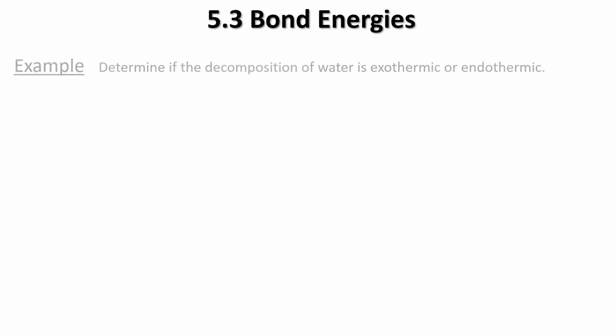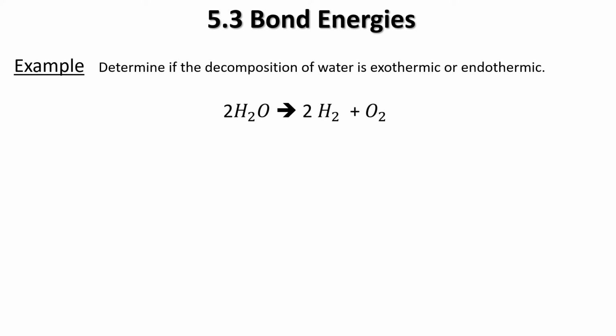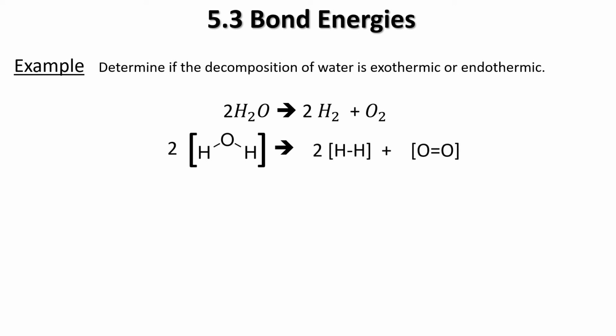So let's try another question here. Let's determine if the decomposition of water is exo or endothermic. So firstly, we'll have to come up with an equation. I've taken the liberty of already coming up with it. So now we need to dissect our molecule. I like to draw this one out here. So really, that's what our waters are going to look like. And that's what our hydrogen and our oxygen gas will look like, single and double bonds.